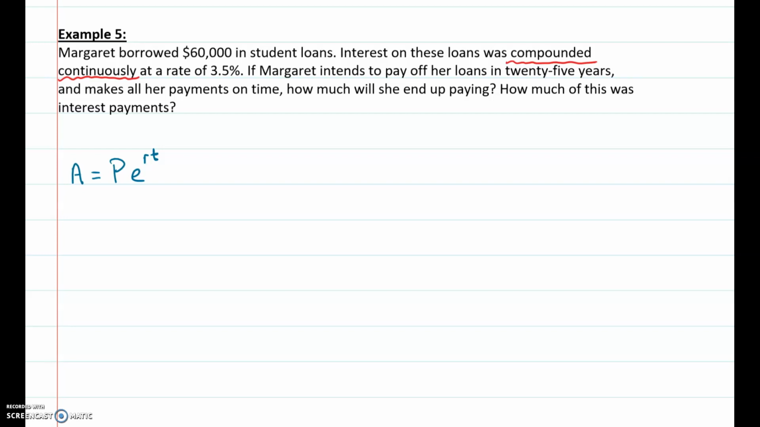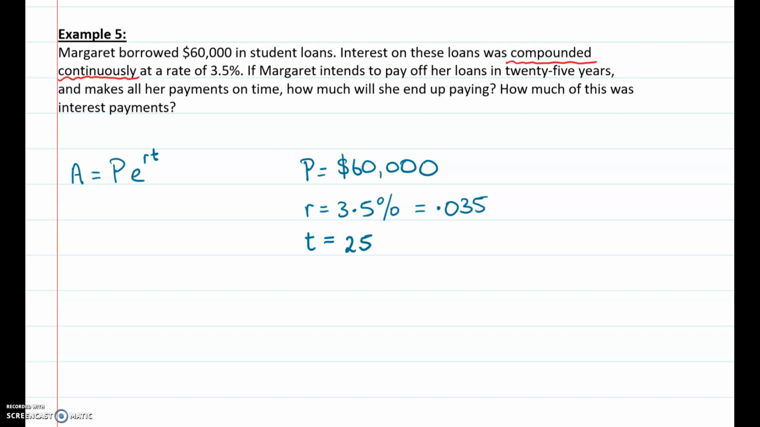The P is the principal, the amount that you initially invested or borrowed. In this case, it's borrowing. So the principal here is $60,000 that Margaret borrowed. The interest rate is 3.5%, but if you remember when we did compound interest before, we expressed that as a decimal. Do the same here. That's 0.035. And then t is the length of time that money is invested or borrowed for. In this case, Margaret is going to pay off her loans in 25 years. So t is going to be 25.